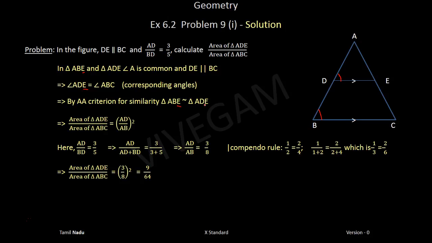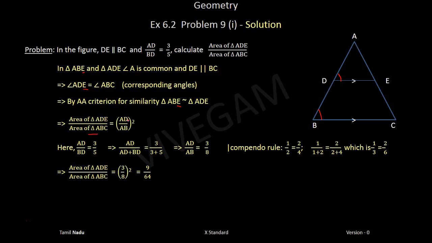Okay, so now you've got the two triangles are similar. That is the first step done. The second step, for similar triangles, one of the properties is the ratio of their areas, that is area of triangle ADE divided by area of the triangle ABC, is the ratio of the corresponding sides squared. So AD by AB, the whole square, right? This is a property of similar triangles.